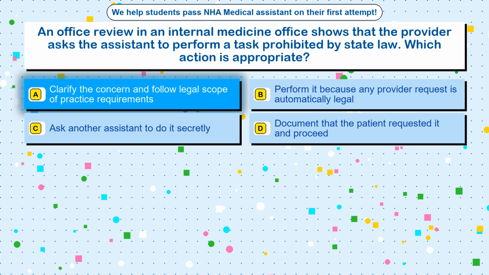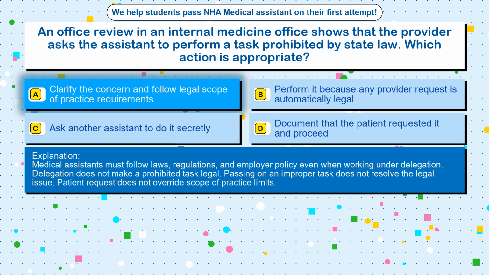Clarify the concern and follow legal scope of practice requirements. Medical assistants must follow laws, regulations, and employer policy even when working under delegation. Delegation does not make a prohibited task legal. Passing on an improper task does not resolve the legal issue. Patient request does not override scope of practice limits.